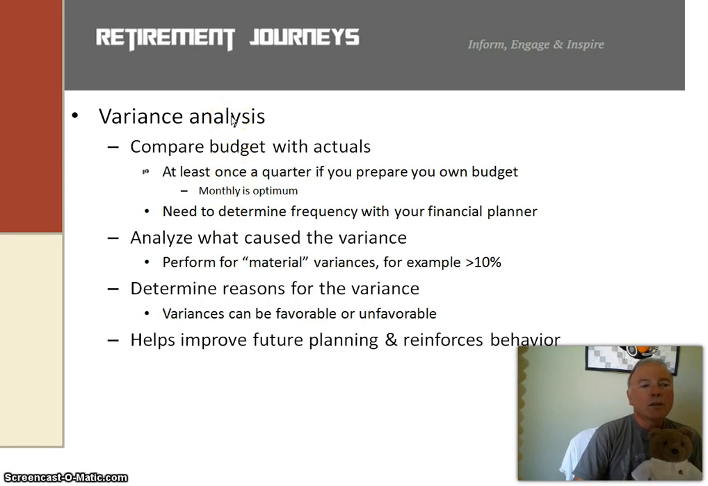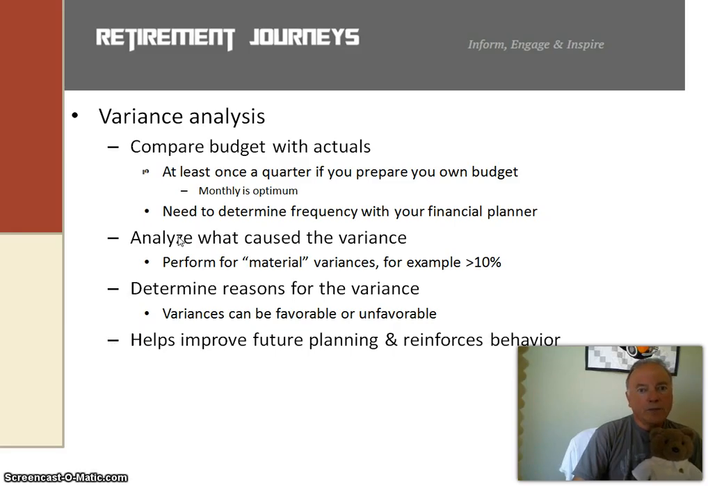Okay, so let's start with variance analysis. And what we mean by that is simply comparing your budget targets with the actual revenues or expenses that you incur. And it's something that you want to do at least once a quarter, though doing it monthly I think is more optimal. And what we're doing here is we're looking at what caused the variance. Why are the numbers different?